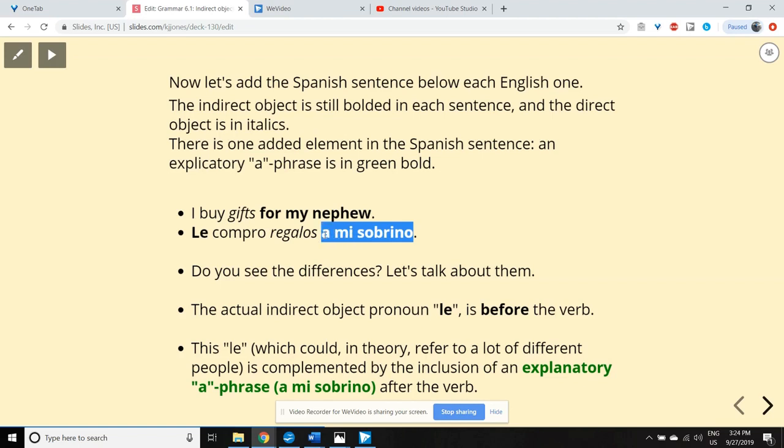This a phrase explains to whom this le refers, because if I just said le compro regalos, that sentence is grammatically correct. But it's almost impossible to understand because you're like, well, who's the le? It could be a él, a ella, usted, any singular noun in the language. It's completely unclear. So to clarify, to explain to whom that le refers, we have this a phrase, a mi sobrino. A phrases are incredibly important for indirect object pronouns in Spanish. All right.